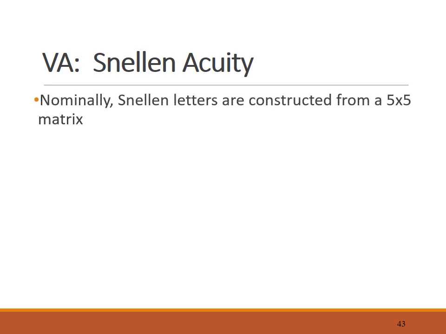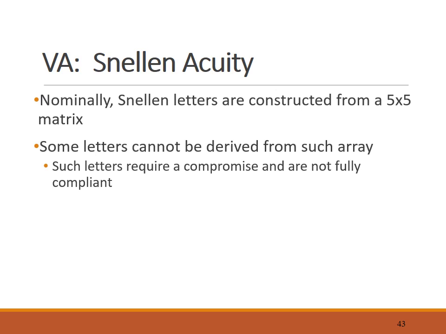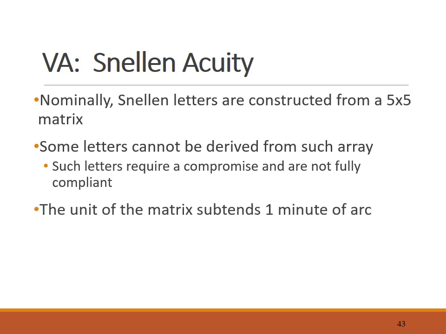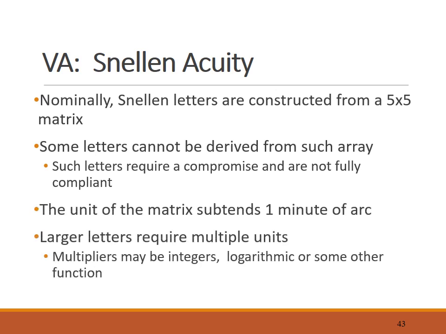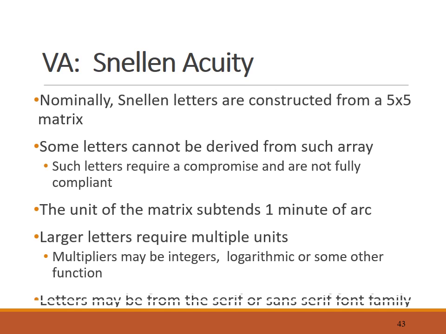Snellen acuity. Normally, Snellen letters are constructed from a 5x5 matrix. Some letters cannot be derived from such an array. Such letters require a compromise and are not fully compliant. The unit of the matrix subtense is 1 minute of arc. Large letters require multiple units, and letters may be from a serif or sans serif font family.